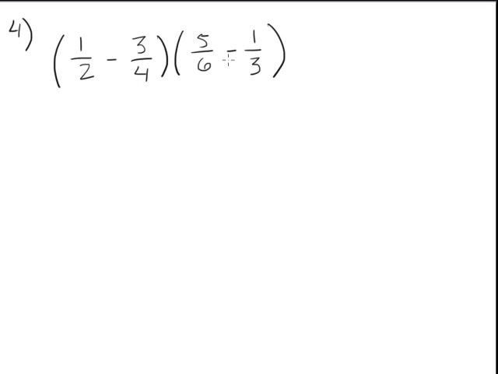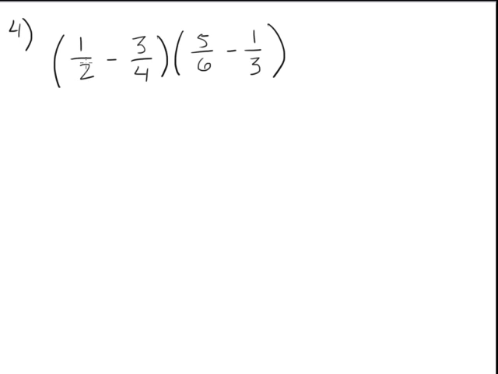So here I have 1 over 2 minus 3/4, which is in brackets, and it's multiplied by 5 over 6 minus 1/3, which is also in brackets. So first we have to do what's in the brackets, and these here are fractions. Okay, so first, in order to subtract the fractions, I have to get a common denominator within these two. So let's look at this guy here first.